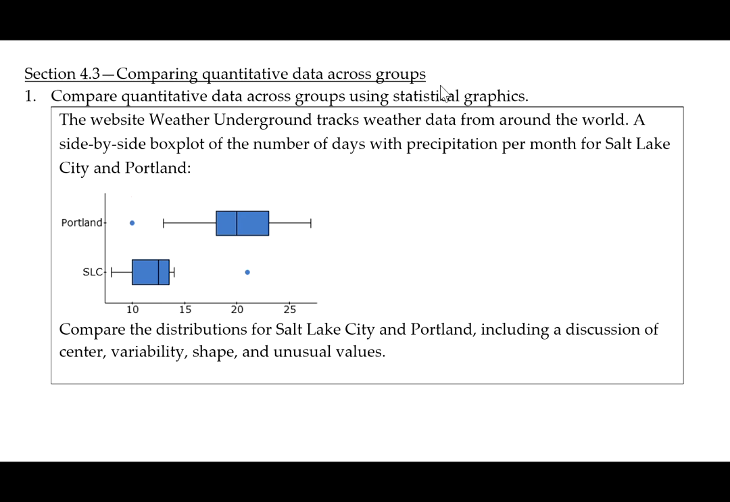Section 4.3 is about comparing quantitative data across groups. The first learning objective says compare quantitative data across groups using statistical graphics. For example, the website Weather Underground tracks weather data from around the world.